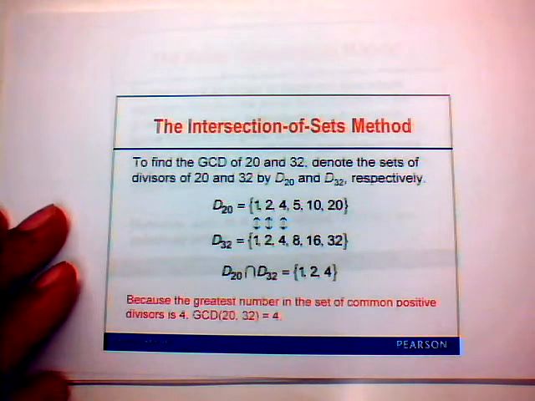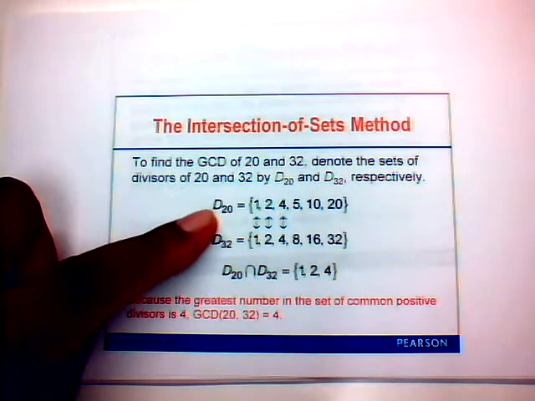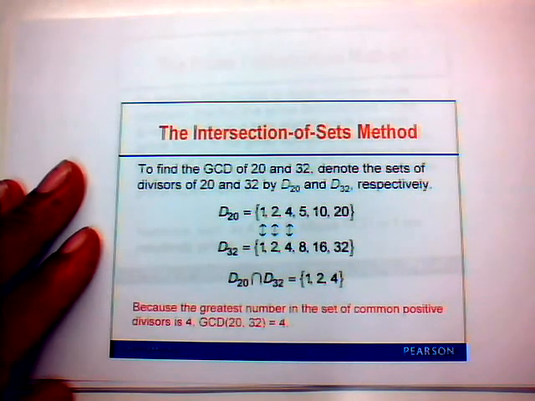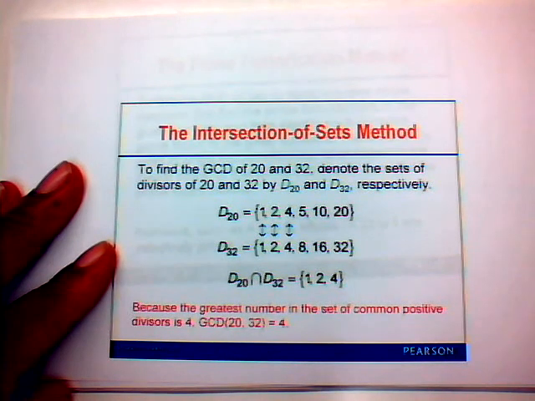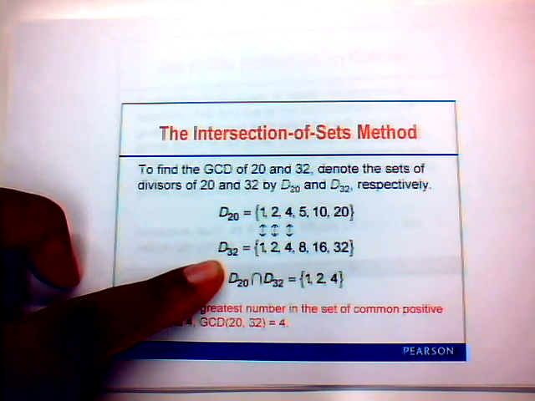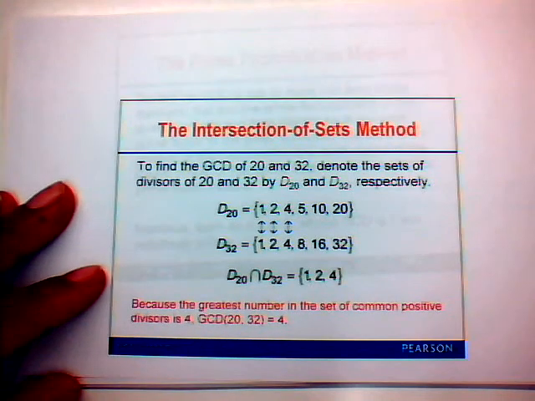This is the illustration of the intersection of sets method. To find the GCD of 20 and 32, denote the sets of divisors of 20 and 32 by D sub 20 and D sub 32, respectively. Here in this case, the divisors for 20 are going to be 1, 2, 4, 5, 10, and 20. And for 32, the divisors will be 1, 2, 4, 8, 16, and 32.